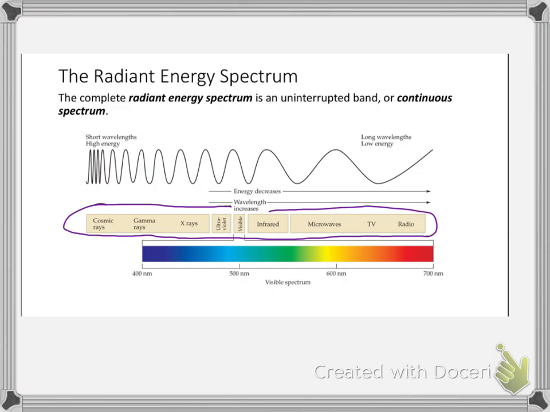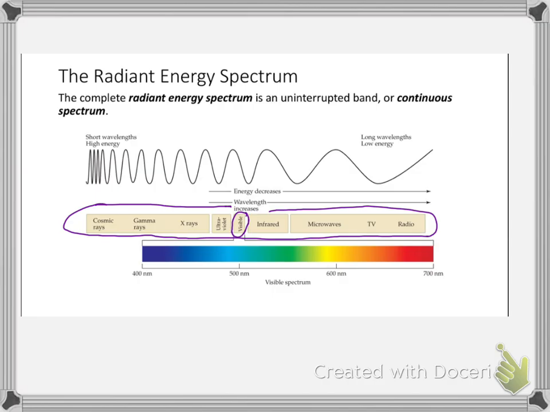So there's cosmic rays, gamma rays, X-rays, ultraviolet, then visible, which is here in the middle. It's just a teeny tiny little bit of it. Infrared light, microwaves, TV waves, radio waves. So all of these are a part of the radiant energy spectrum, or what we call the electromagnetic spectrum. And it's just continuous. It moves from one thing to the other.